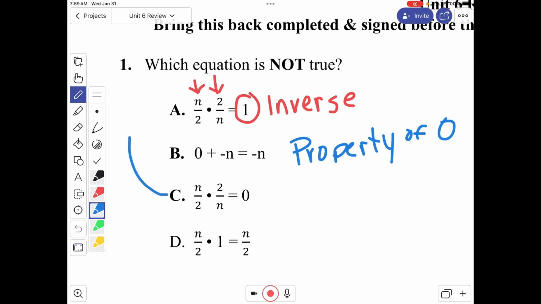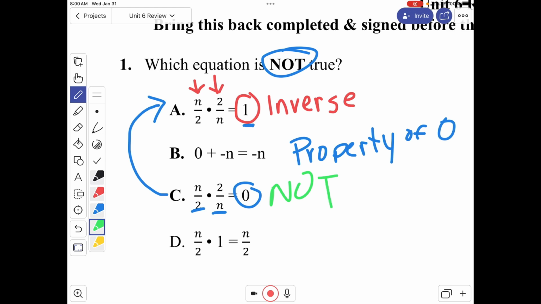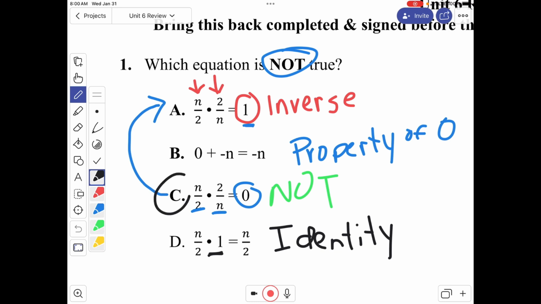Now, this one looks like this one. See how each fraction is flipped? But in this one, they get 0 instead of 1. So that one is the one that is not true. D is an example of identity property because you're multiplying by 1. If you multiply by 1, you will get the same number. So that's the identity property. So the answer that was not true was C.